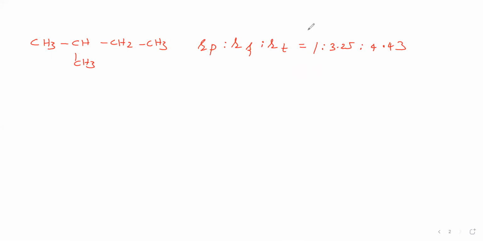This is for chlorination at 300 degrees Celsius. Okay. So we came to know that primary hydrogen, secondary hydrogen and tertiary hydrogen involve in halogenation with different rates.